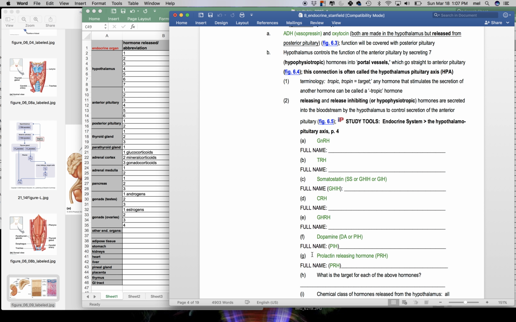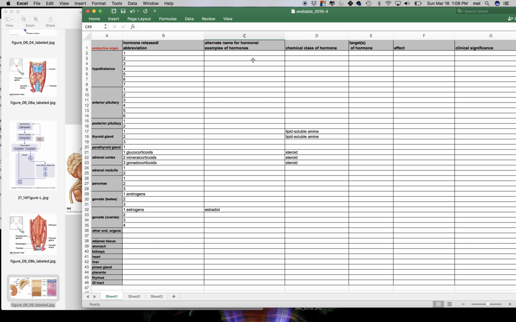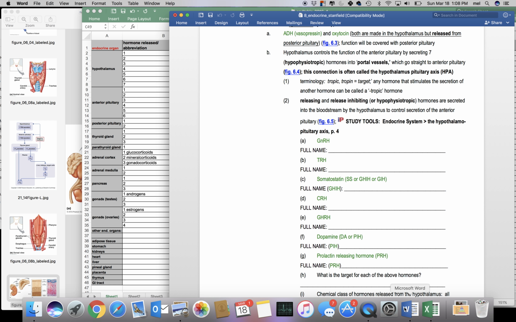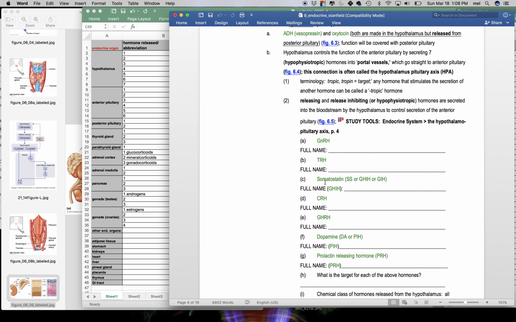So you've got 7 different hormones from the hypothalamus. You can start with the abbreviation, and then if there is an alternate name for the hormone or an example of the hormone, let me show you what I mean. Right here, do you see that this one is called somatostatin, which is abbreviated SS, or it's also called GHIH, which is growth hormone inhibiting hormone, or GIH, which is growth inhibiting hormone. So that's a hormone with 2 or 3 different names, and you need to know all of them.